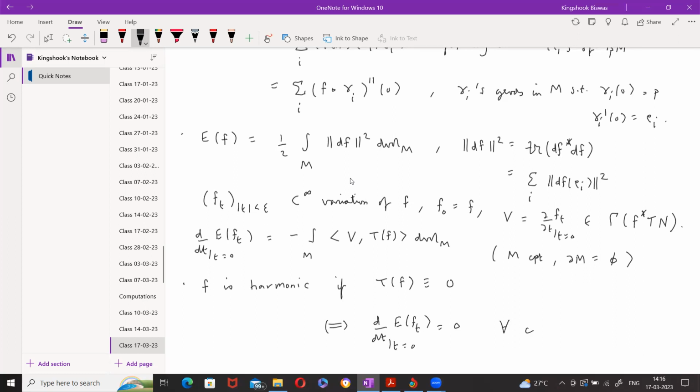So what that means is there exists a compact K disjoint from the boundary.